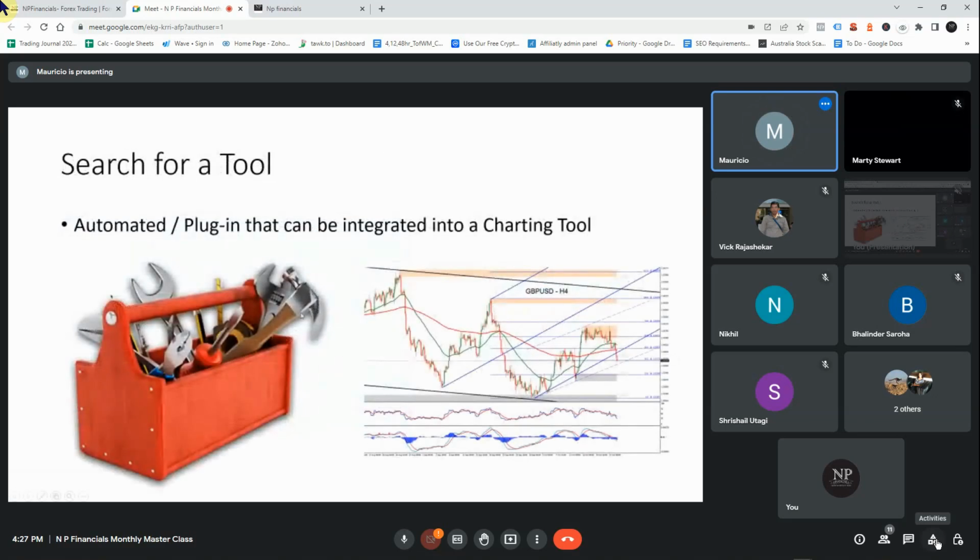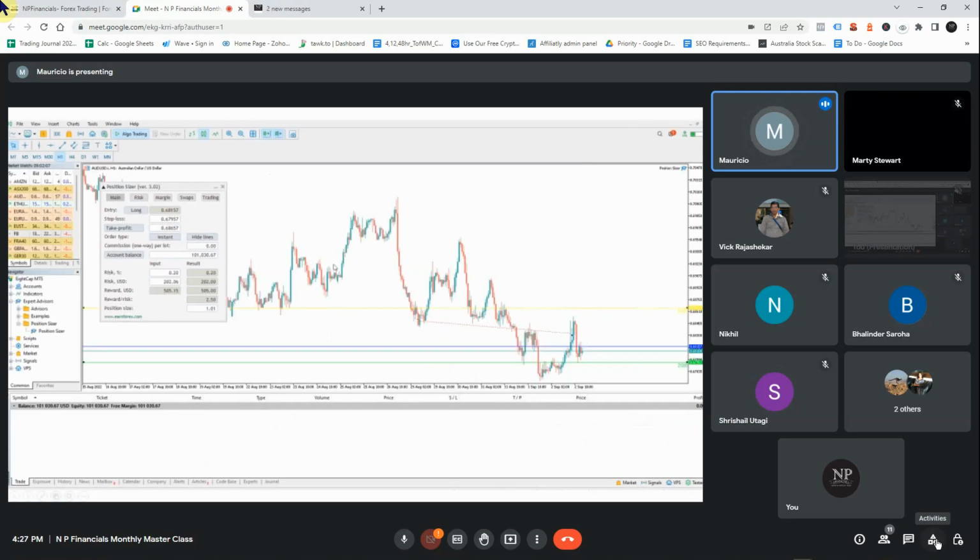So I went onto the web searching for a tool or some sort of calculator which would help me with my trading journey, and I did find something. I found an automated plugin that works with MT4 and MT5, put that into a demo account and started practicing using this tool. This is just a screenshot, but this is what the tool looks like.